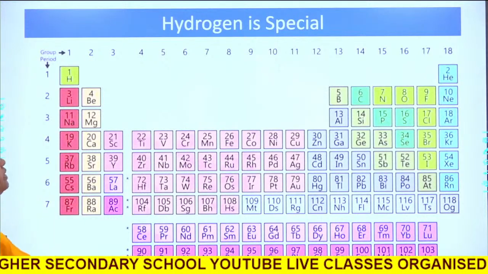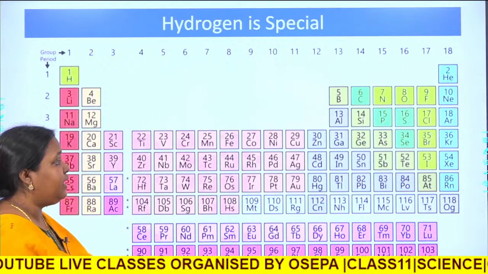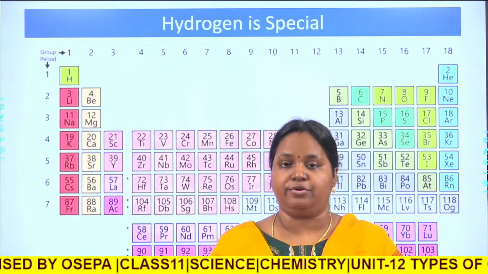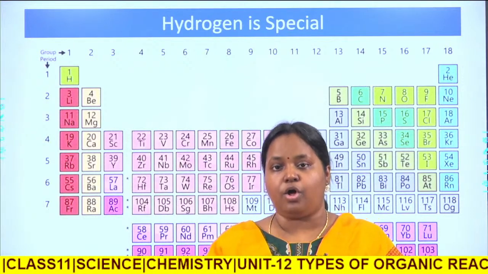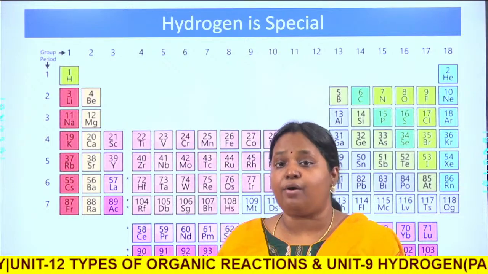Now let us discuss the position of hydrogen. Hydrogen is really very special because till now its position is ambiguous. Whether to place hydrogen in group 1 or group 17 is still very ambiguous. So let us discuss how it is ambiguous.